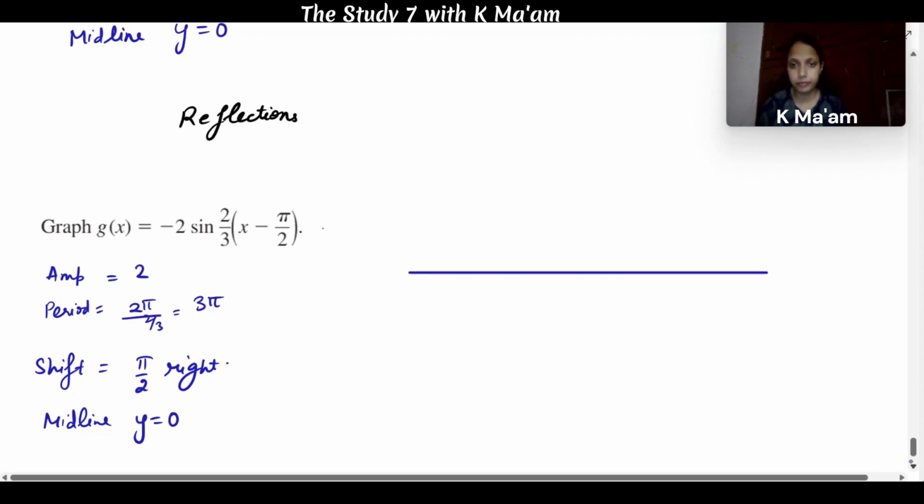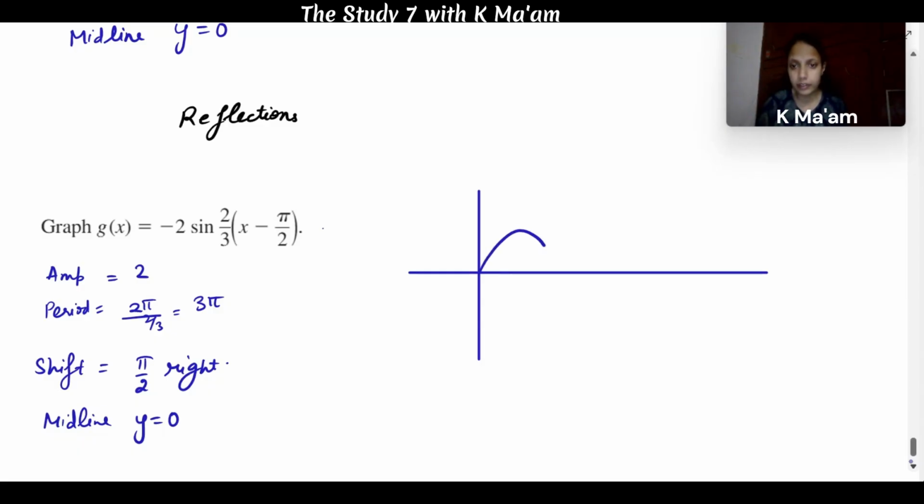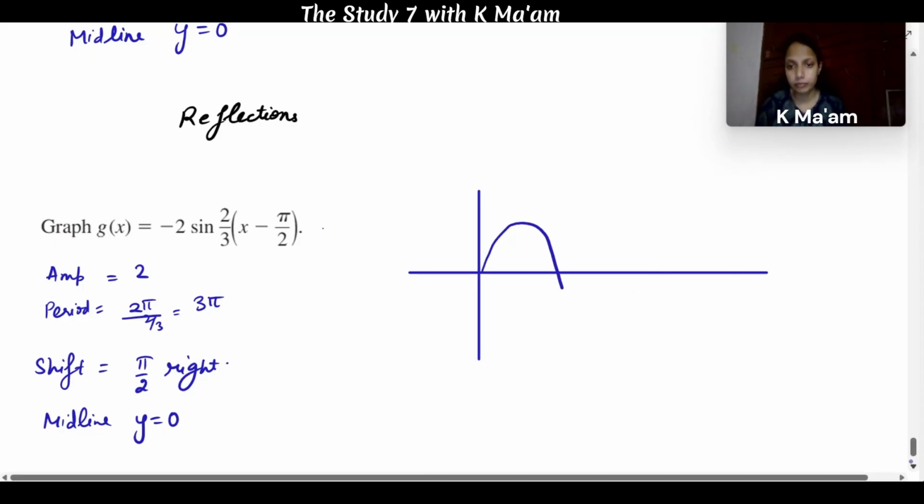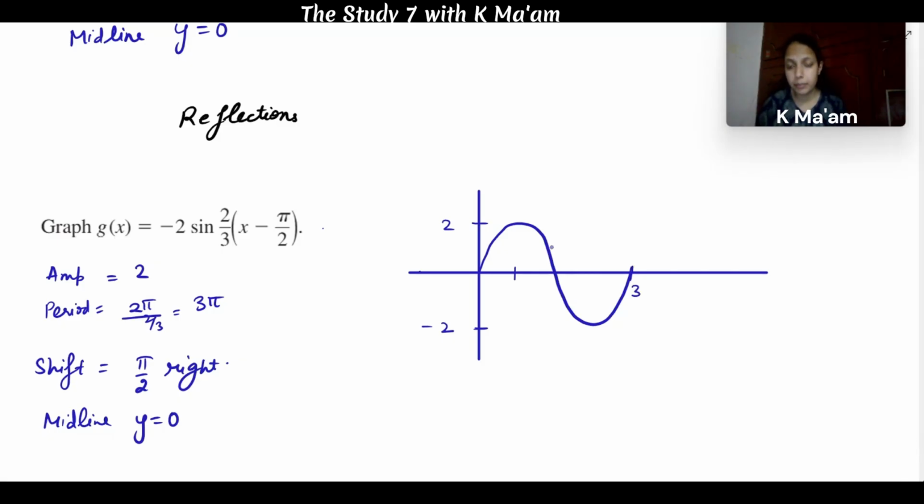Let's draw it. It's a sin x function, right? Okay. So here is a sin x function. Midline is 0. Highest value 2. Minimum value -2. Pi by 2 units right. What is the period? First it was 2 pi. It becomes 3 pi now. If it is 3 pi, this will be 3 pi by 2. Half of 3 pi by 2 is 3 pi by 4.